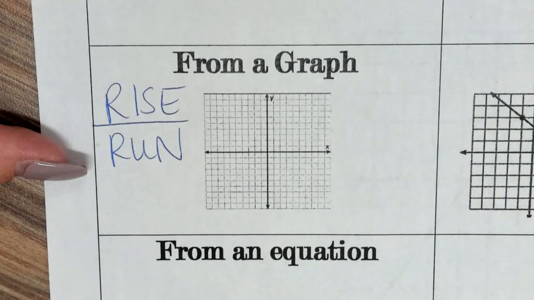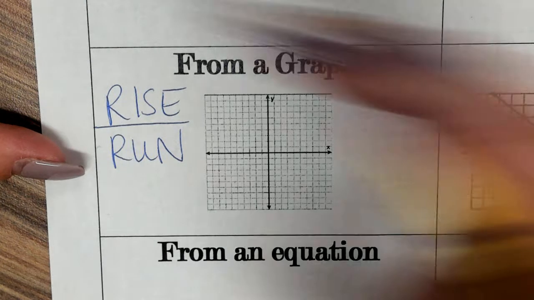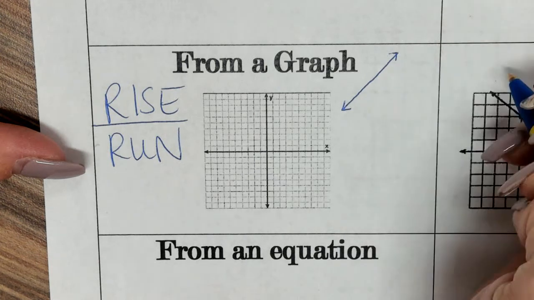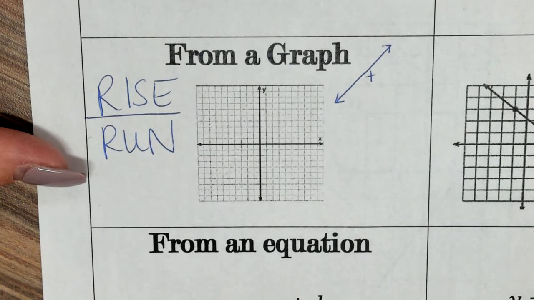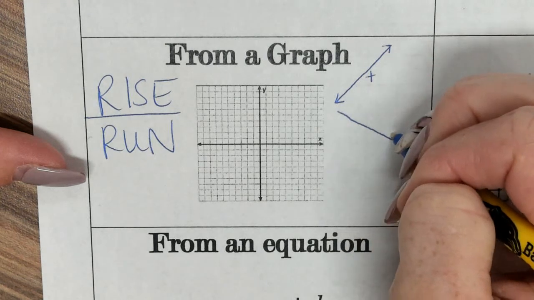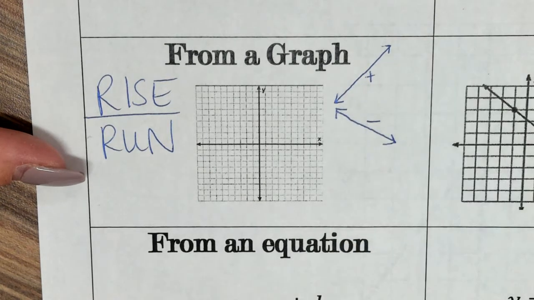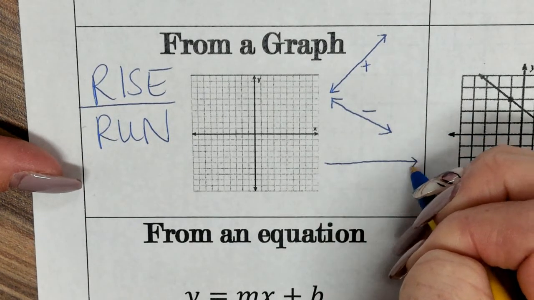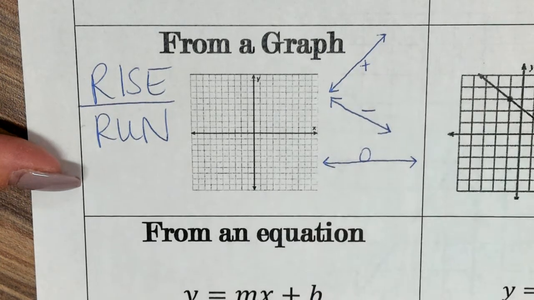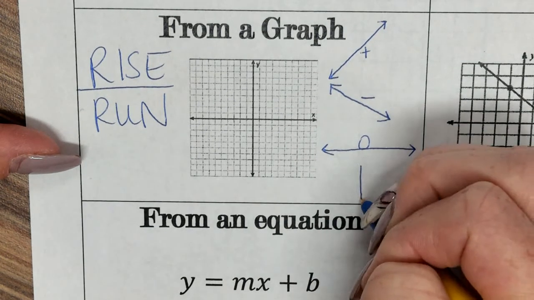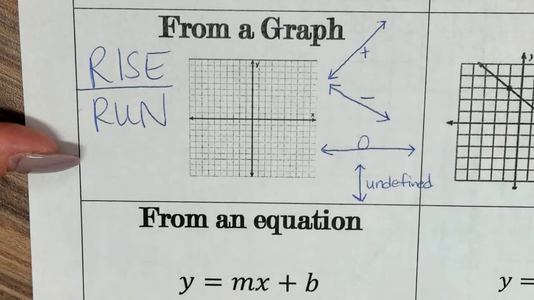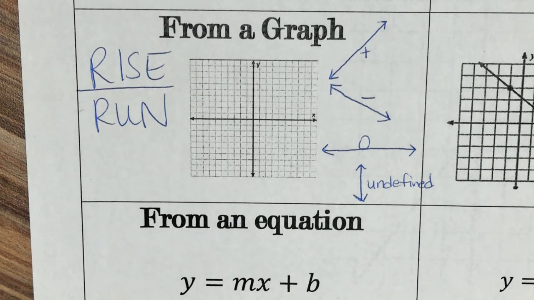Now, let's remind ourselves of the 4 types of slope. If it's going up from left to right, what kind of slope is that? Positive. If it's going down from left to right, negative. If it's a flat horizontal line, that's a 0 slope. And if it's straight up and down, that's undefined. The biggest mistake I see students make is they forget to label it negative if it's going down.